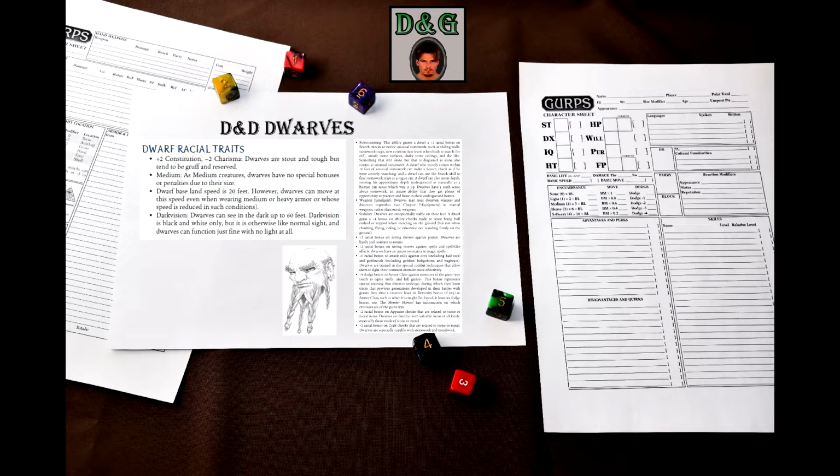Let's go over the Hill Dwarf race from the Player's Handbook and see how we can represent their traits in GURPS. First, dwarves get a +2 bonus to Constitution and a -2 penalty to Charisma. Let's give the template a +1 bonus to Health then. How do we represent the Charisma penalty?